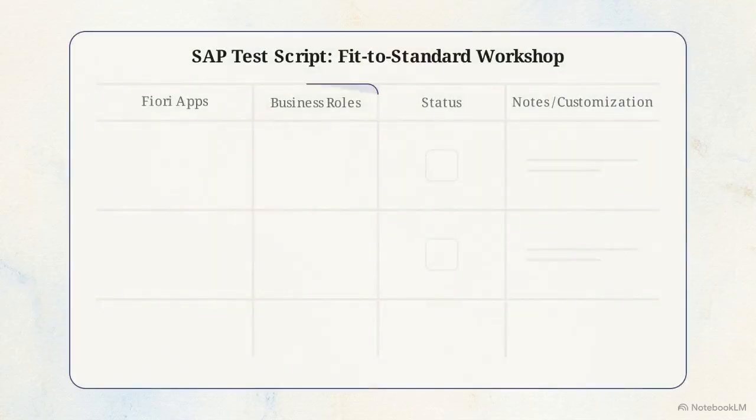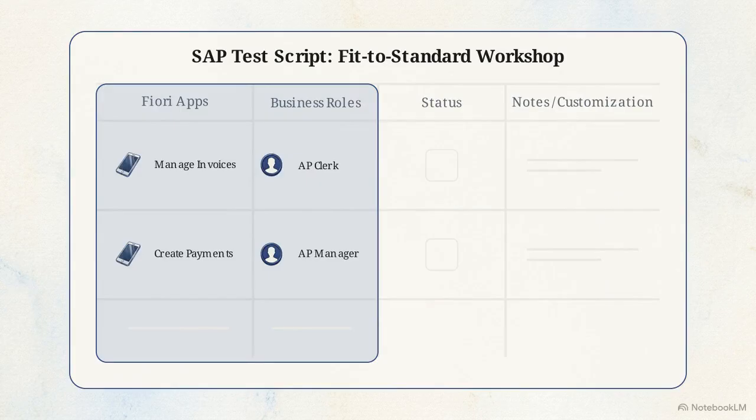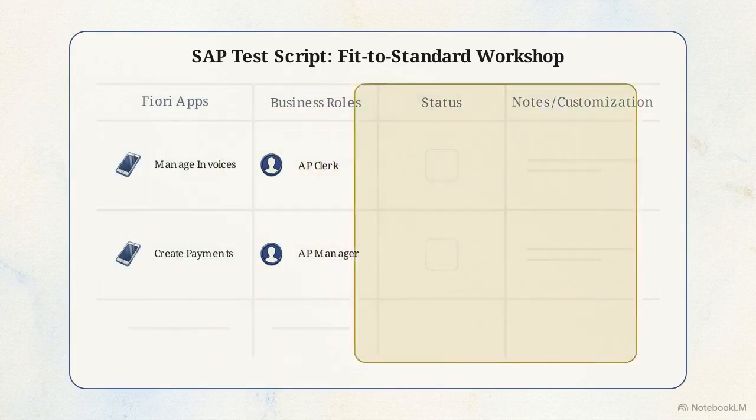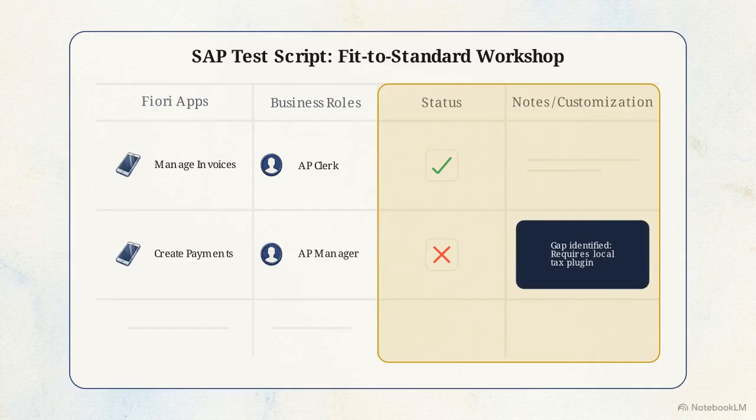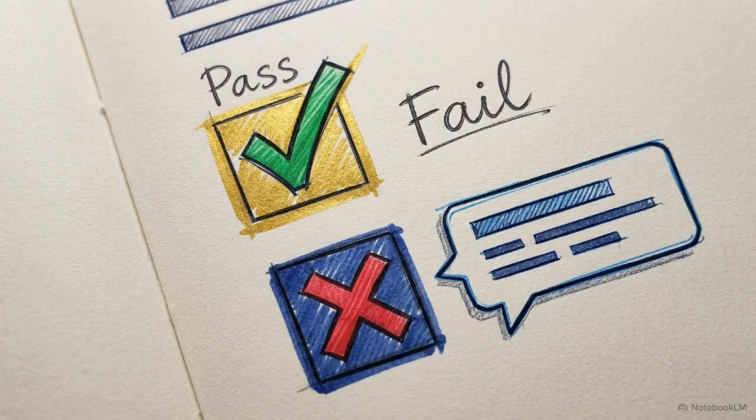The script's left side specifies required Fiori applications and user business roles. During workshops, use the right-hand columns to track progress. A pass means the standard process works, while a fail documents where customization is required. This document records exactly how the standard software meets or deviates from the customer's current operational reality.